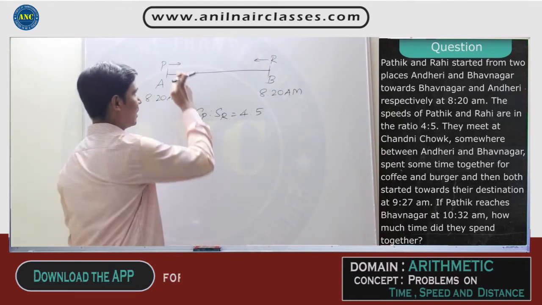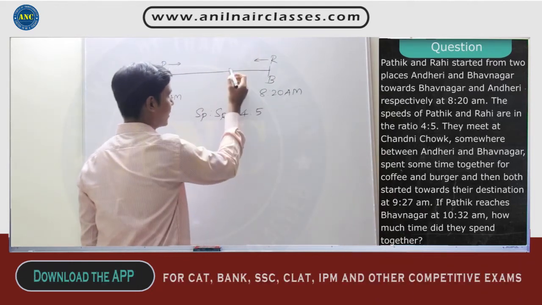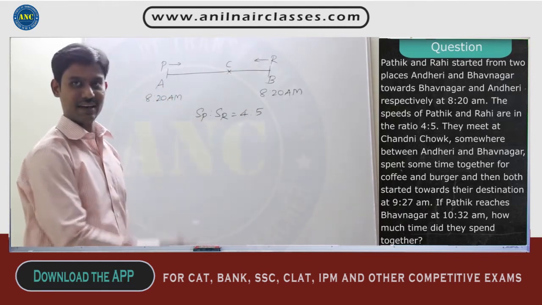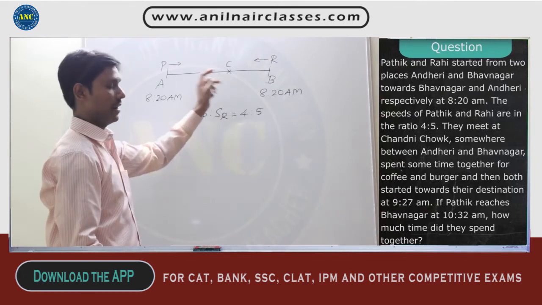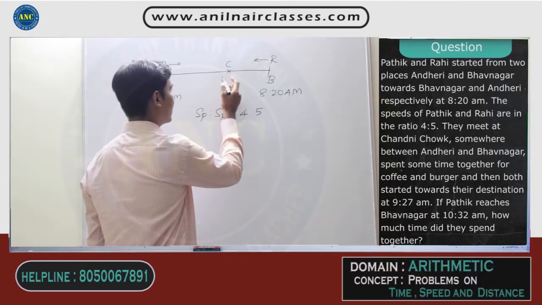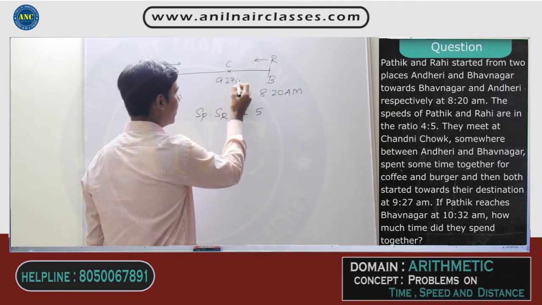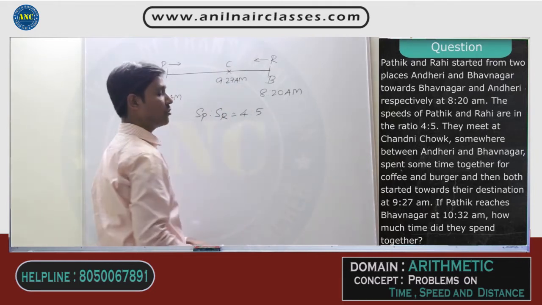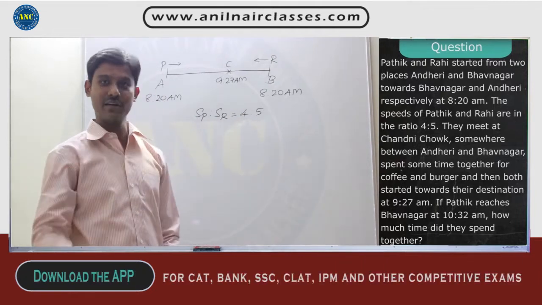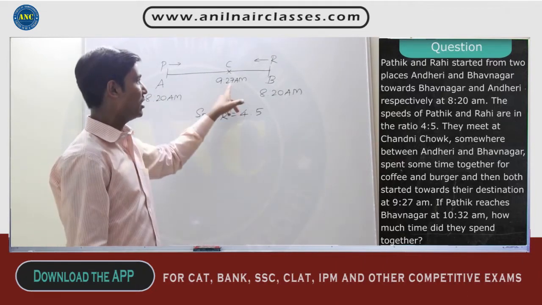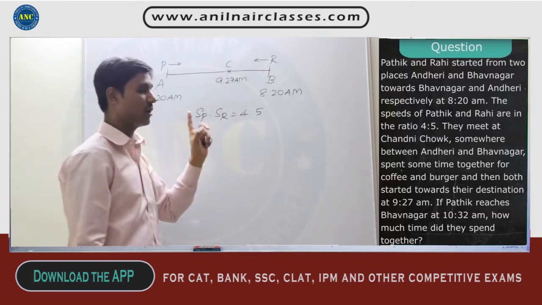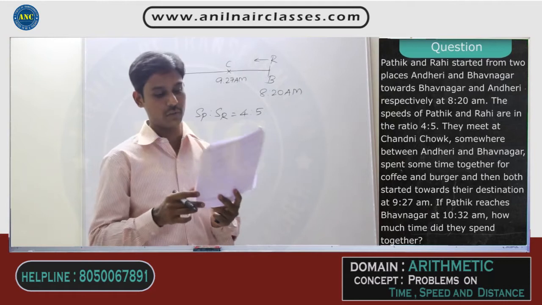Now what they are telling is they both are traveling in the opposite direction. They will meet at some point, Chandni Chowk, which I will call C. They will meet there, spend some time at point C, and they will again start towards their respective destination at 9:27 am. That means 9:27 am is the time both of them will again start traveling towards their destination. It is not the time when they are meeting. Please be very careful with that point. That is where most students will make a mistake.